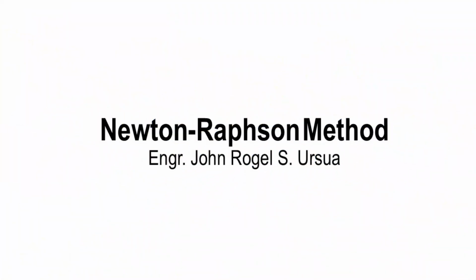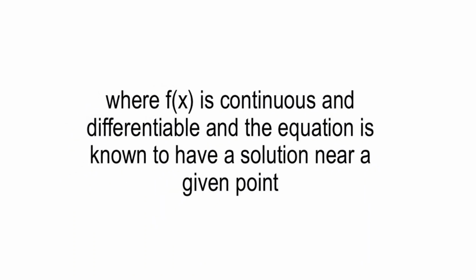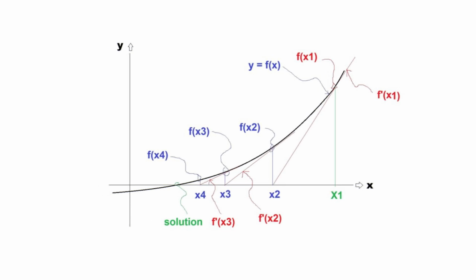Our topic for the day is the Newton-Raphson method. Newton's method, also called the Newton-Raphson method, is a scheme for finding a numerical solution of an equation of the form f(x) = 0, where f(x) is continuous and differentiable and the equation is known to have a solution near a given point. The method is illustrated below.